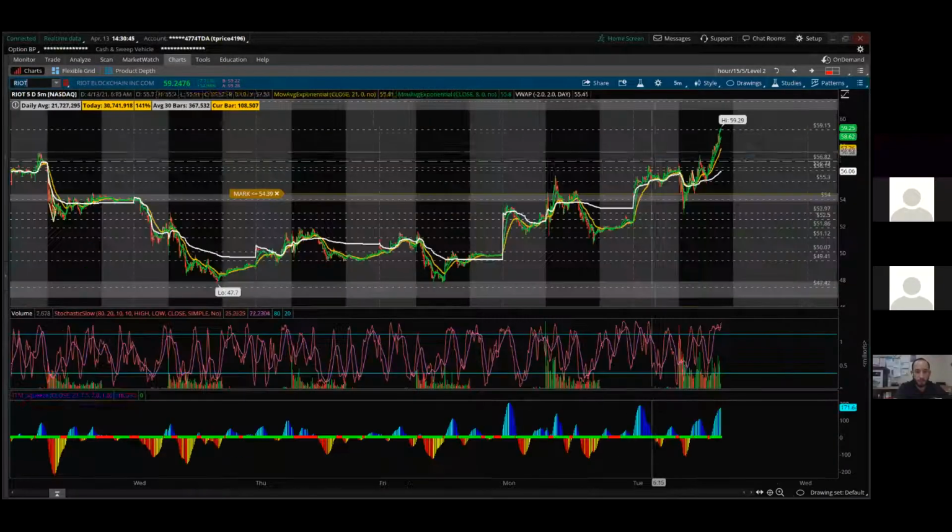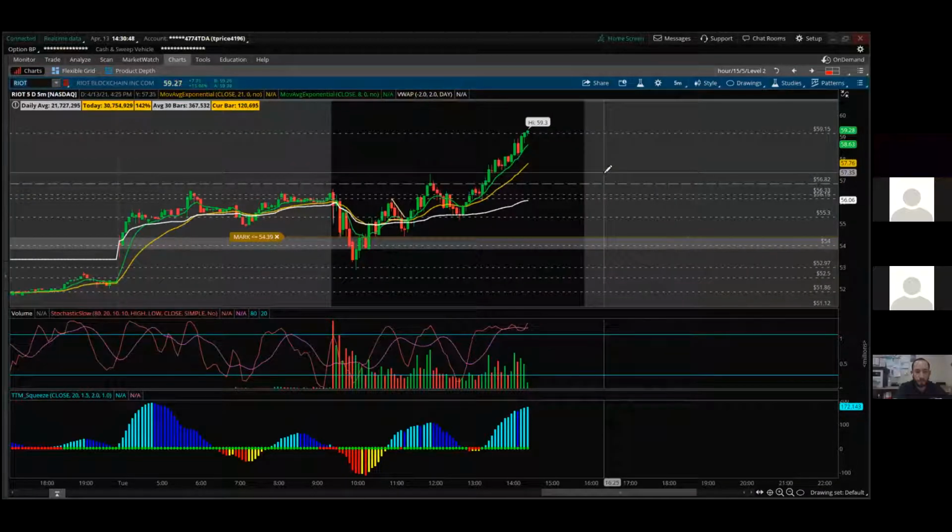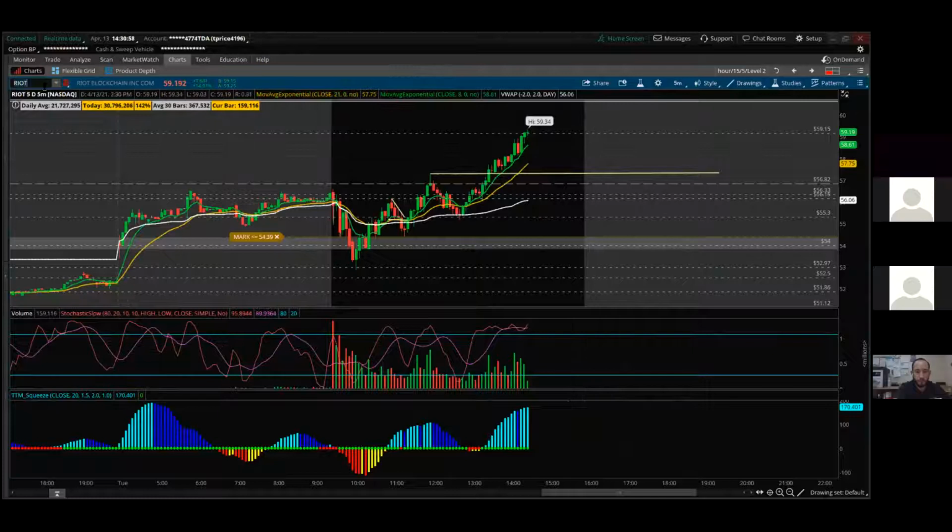Riot, would I swing Riot? Probably, just by looking at the price action. If it can hold even right here, that's fine. So as long as it can hold 57, I would swing Riot.